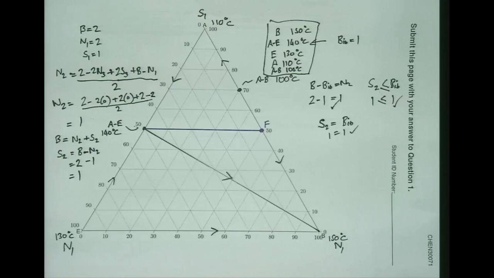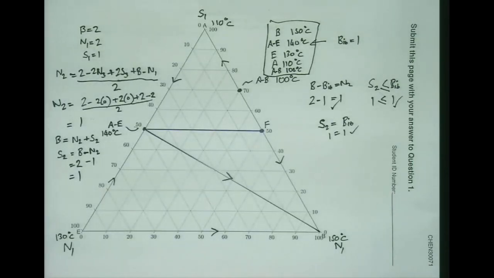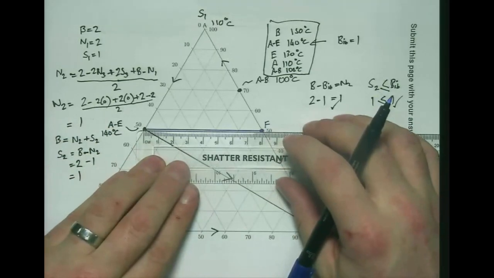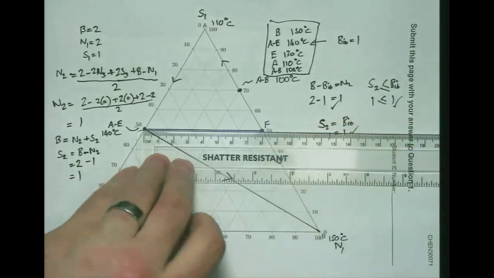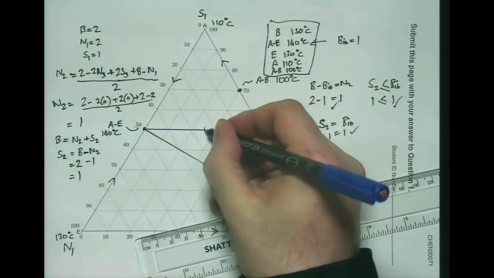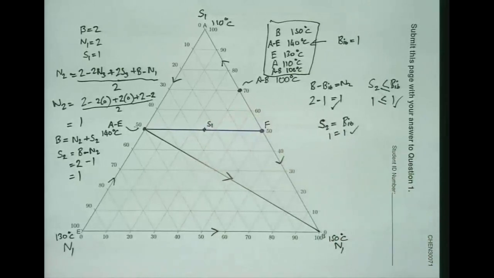Now we can go to our useful information that F equals B2, which tells us via the lever arm rule that if the flow rates are equal, then the length of the lines from the components to the mix point must also be equal. So we know the point of our S2, in this case, is about 4 centimeters, but is directly in the middle of this line. So that is our S1 point, okay?